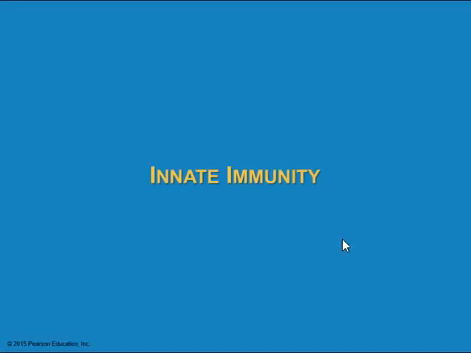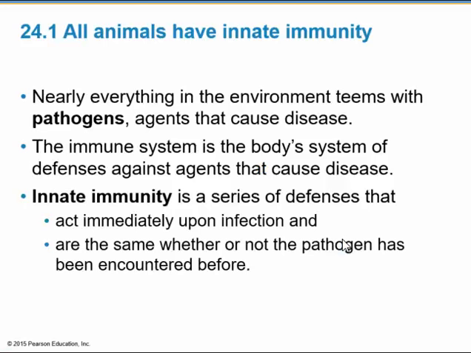Innate immunity. Alright, in the world we live in, there's a lot of little microorganisms that cause disease. We call them pathogens. The immune system is the body system responsible for protecting us against pathogens. There are two sets of defenses. Innate immunity is the first line of defense. It kicks in immediately after we've been infected.